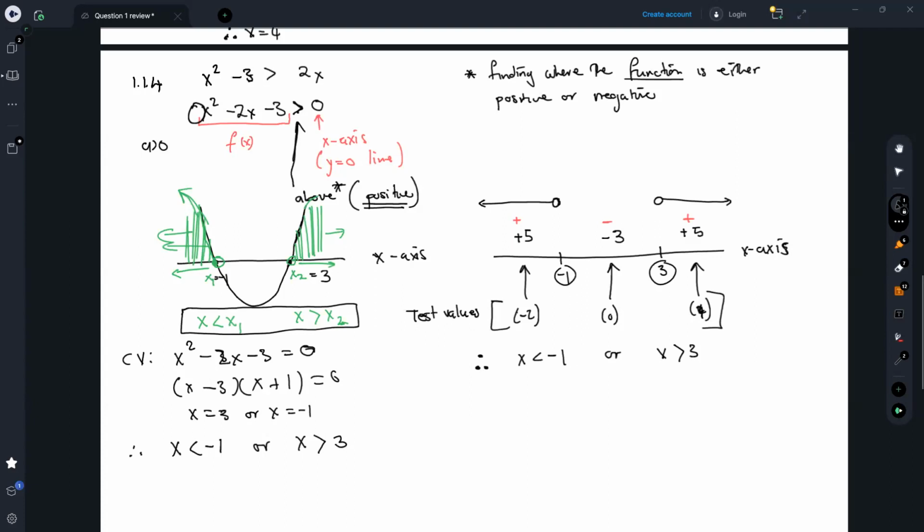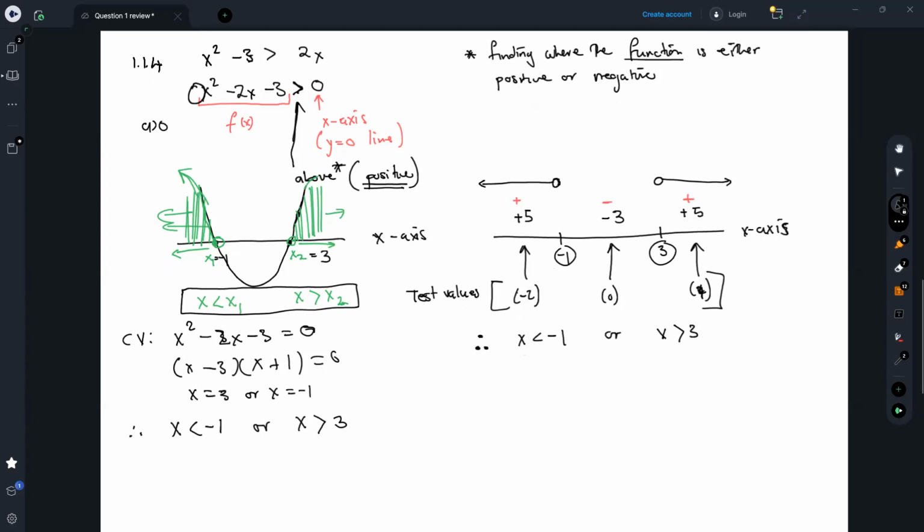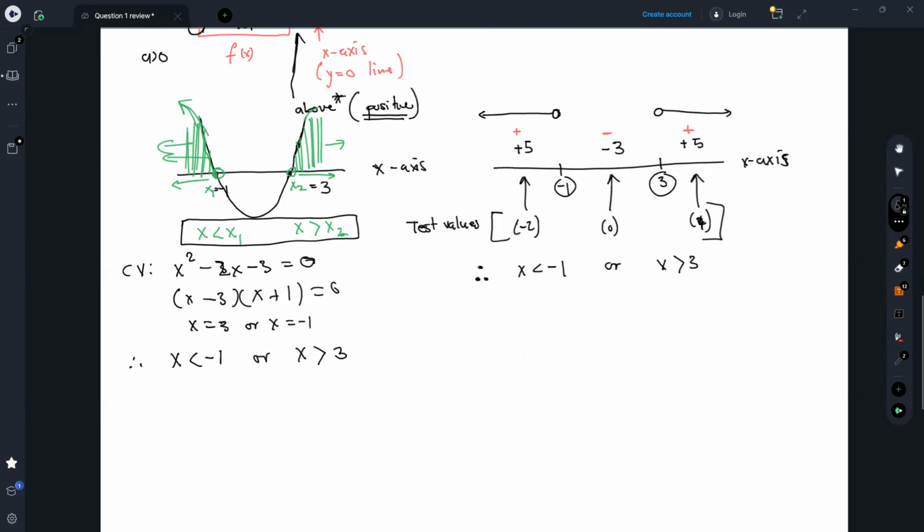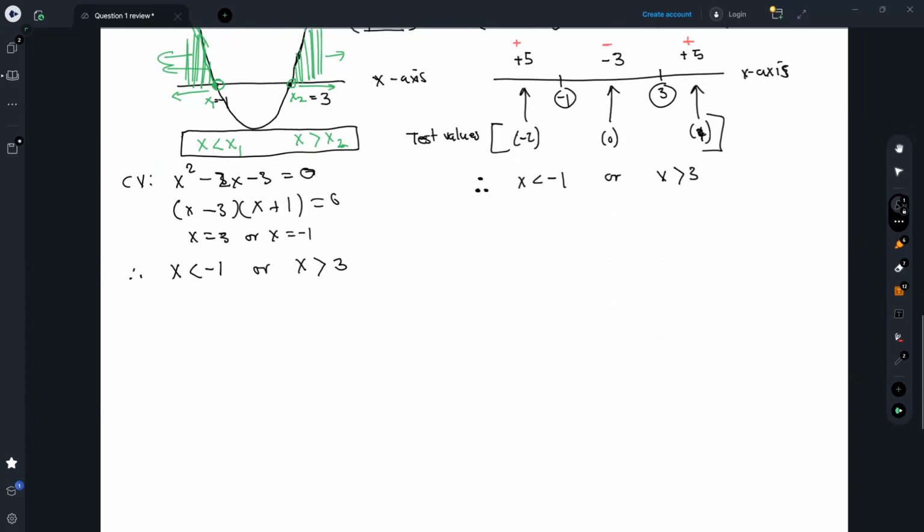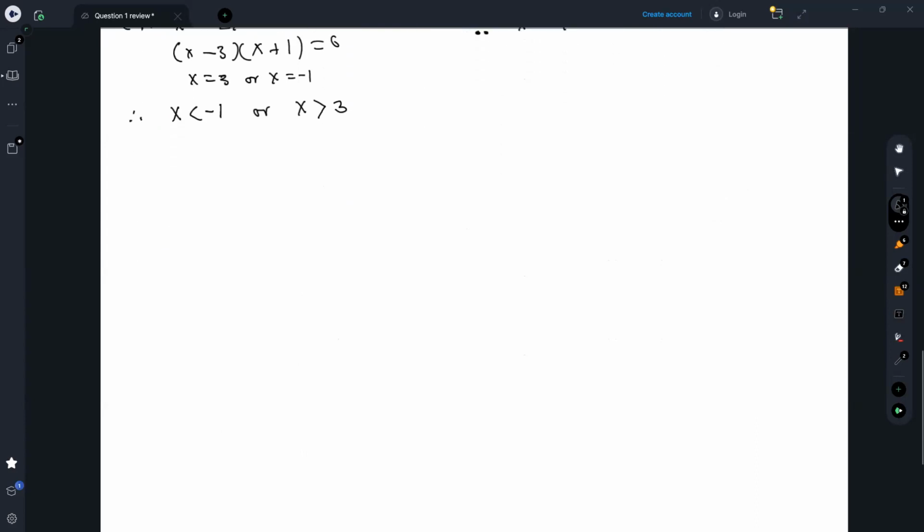Okay, that's it on 1.4 and inequalities. Let us move on to the next one. Okay, so we have a simultaneous equation, which is 1.2 here. Now, the idea behind the simultaneous equation is you are going to find the point of intersection or points of intersection between 2 lines, or between 2 curves.